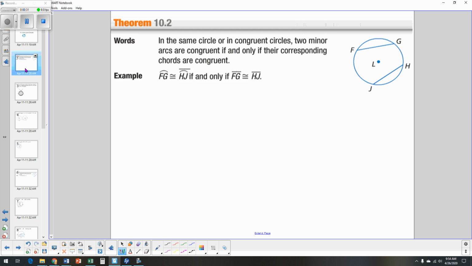So the first thing we're going to look at is, in the same circle or in congruent circles, two minor arcs are congruent if and only if their corresponding chords are congruent. So what that says is this arc FG is the same as this arc JH as long as the segment FG is the same as the segment JH. And the reverse is true. If I know that the two arcs are congruent, that would make the two chords congruent. And this works in the same exact circle or congruent circle. So the circles can be separate from each other, and this is still true.